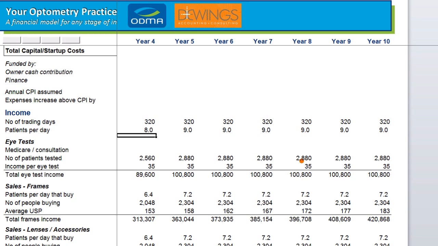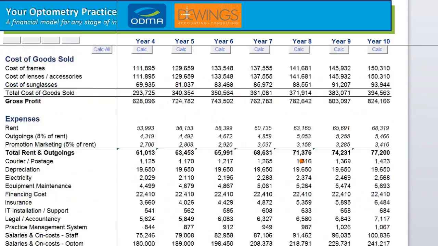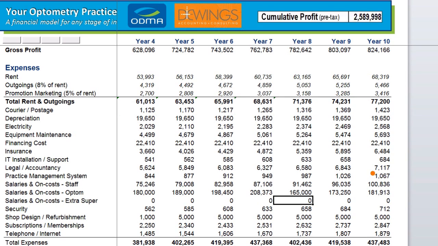They want to perhaps spend some more time on the golf course or traveling or whatever. So let's have a look at the salaries in year 8. At the moment, it's around about $220,000. So let's drop that down to $165,000. And that figure, give or take, is around about the value of one full-time optometrist and your own salary at around about 50% of the time.